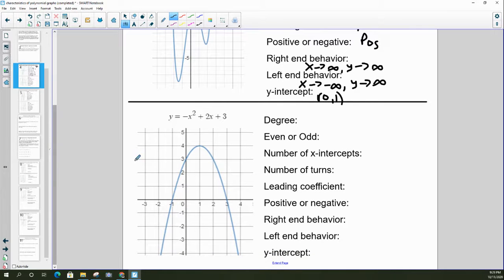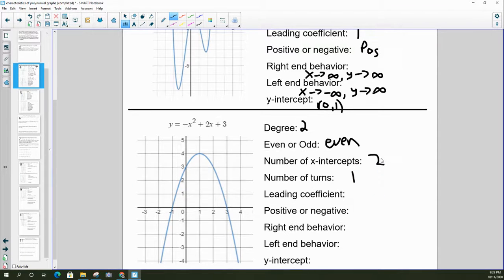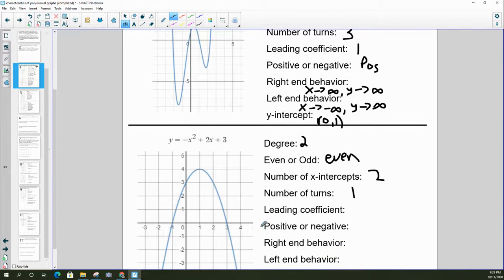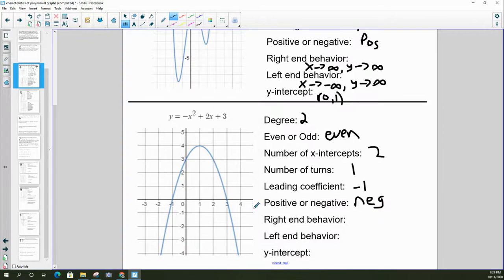All right, so here's our second graph. Negative x squared plus 2x plus 3. So this is just a quadratic. It's something that we're used to doing in standard form. The degree, the highest exponent, is 2. That's an even number. The number of x-intercepts here is 2. The number of turns is only 1 turn. Here the first one had 4 x-intercepts and 3 turns. This had 2 and 1. What kind of connection is that? The leading coefficient here is negative 1. That's negative. The right end behavior is negative infinity, and the left end behavior is negative infinity.